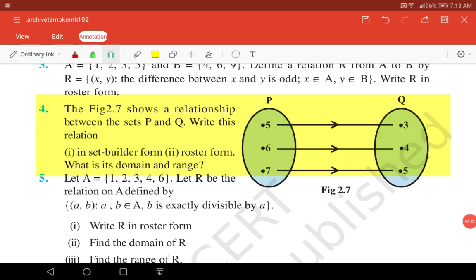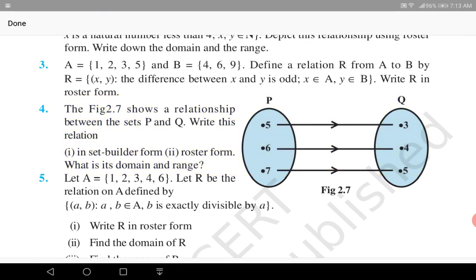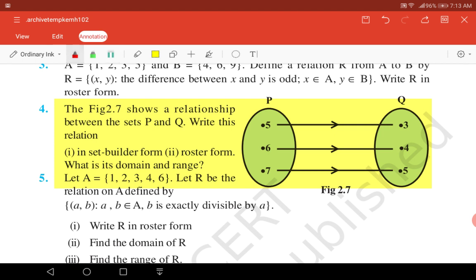So what is given in question number 4? See, we have the figure shows a relationship in question number 4. Yes, we have the figure 2.7. This is the figure given here. Shows the relationship between the sets of P and Q. So P और Q के बीच में यहाँ पे एक relationship given है. So we can say that 5 is related to 3, 6 is related to 4, 7 is related to 5.